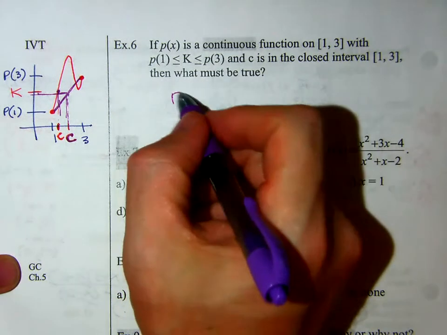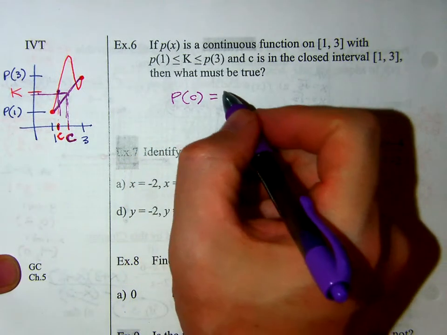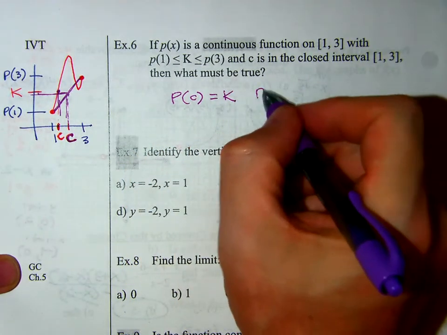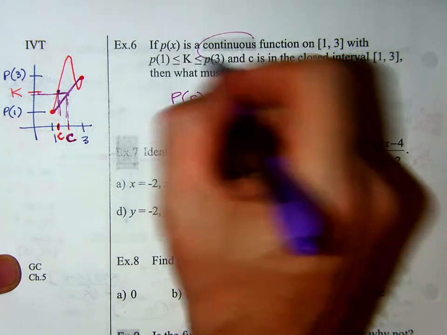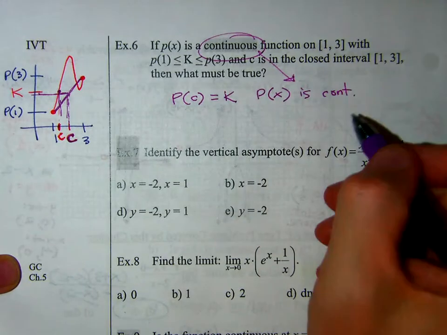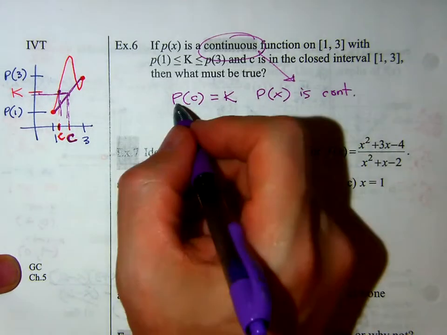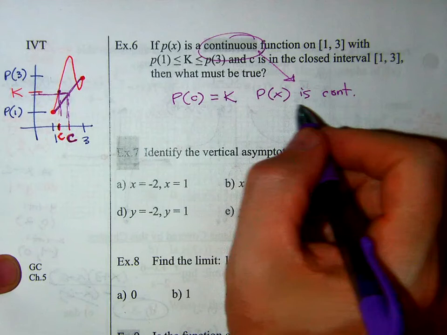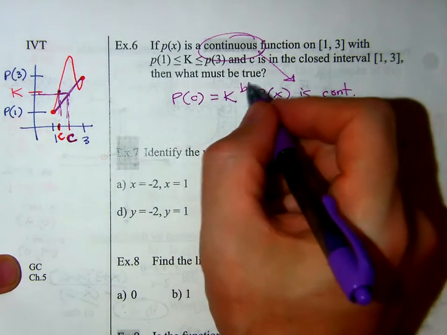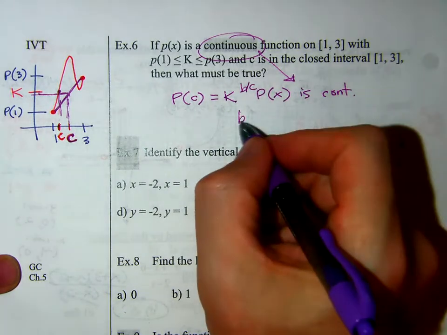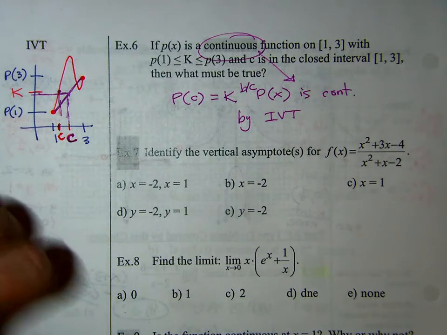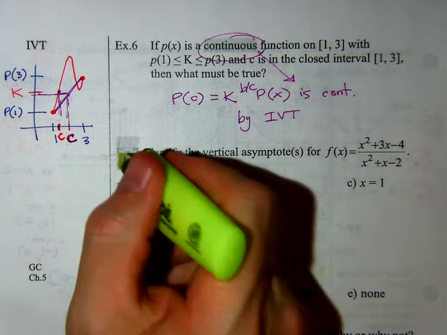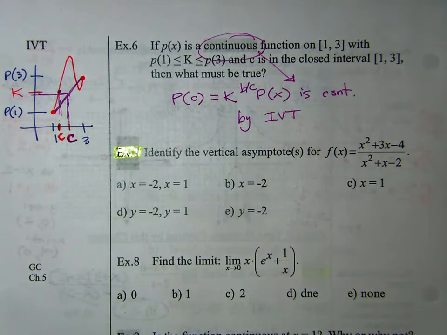So what we're saying is that P of C has to equal K, because P of X is continuous. They told us that right here. P of X is continuous by the intermediate value theorem. And you don't have to write the whole thing out. Okay. So these are some specific things that have definitely shown up on a few tests.